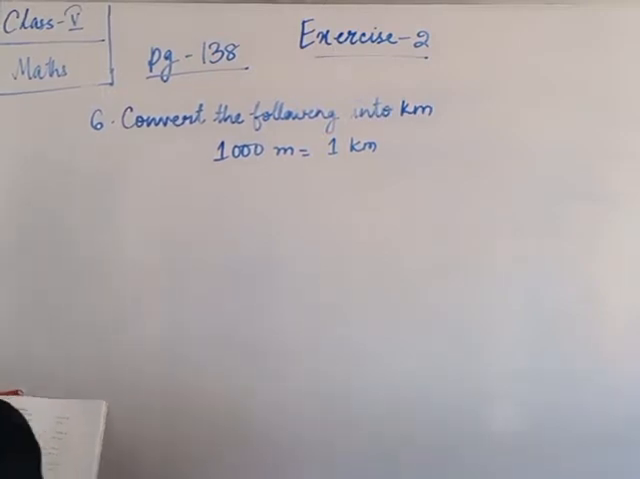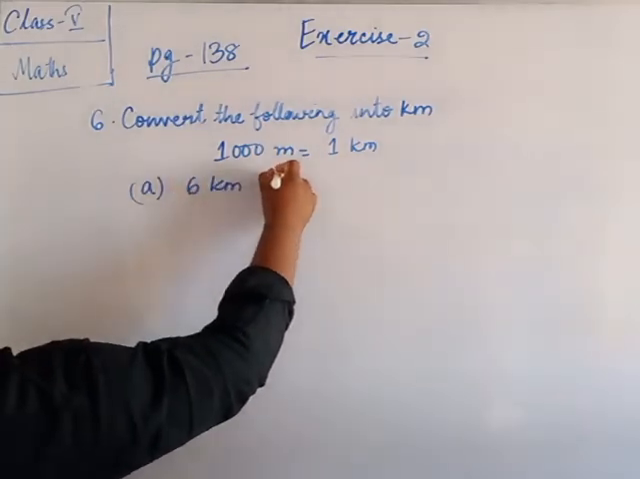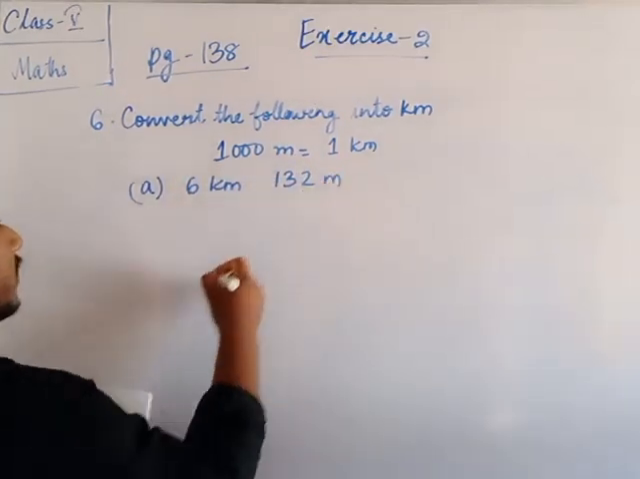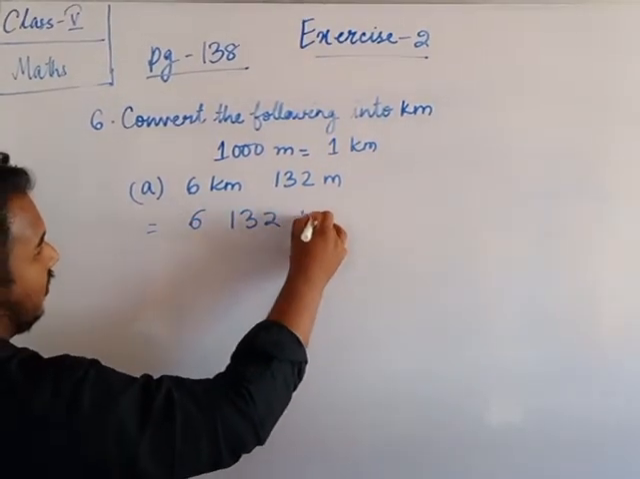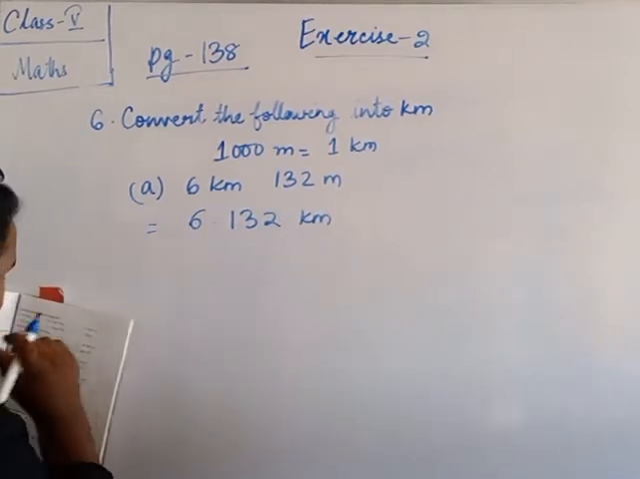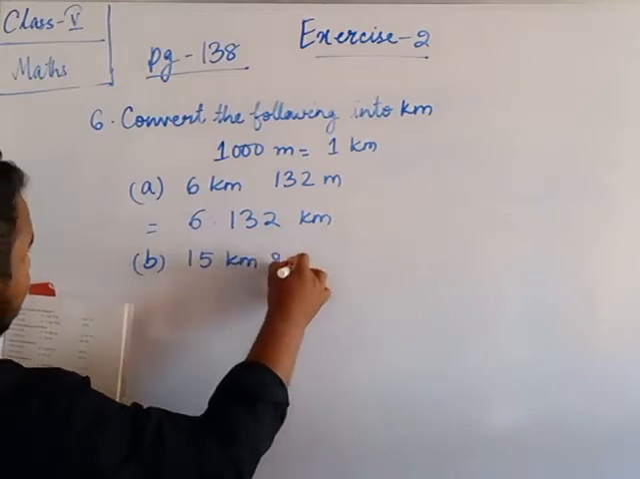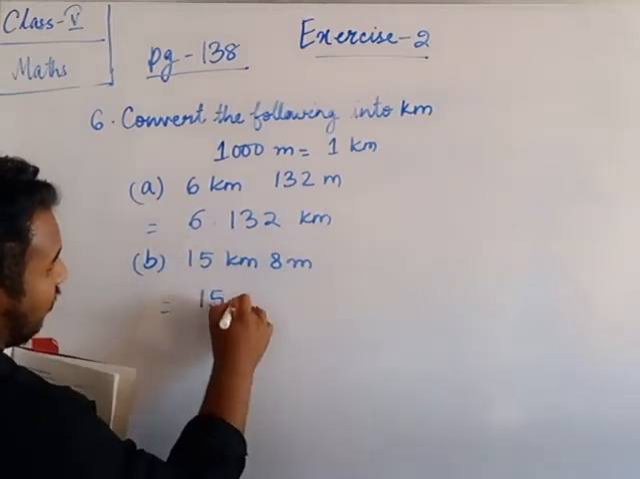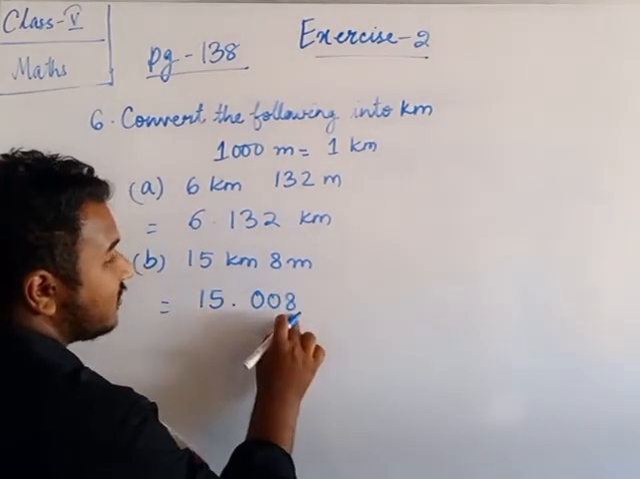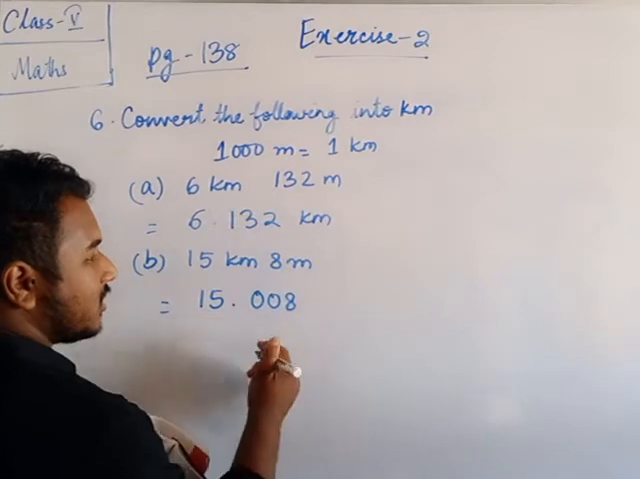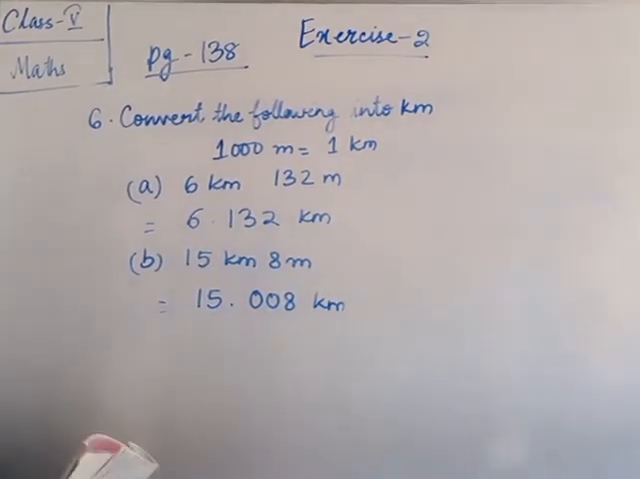Look here, question A, 6 kilometer 132 meter. Very simple. First write 6.132 kilometer. One more, B number, 15 kilometer 8 meter. 15 point, 8 meter is there, so we will write 008. 3 digits we have to make here, 3 zeros, so 3 digits. Kilometer. Finished. Clear?